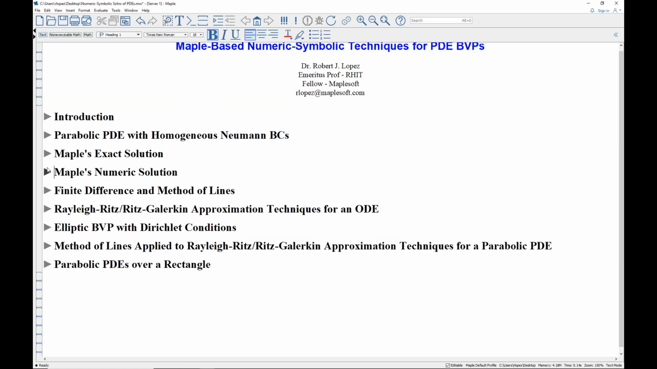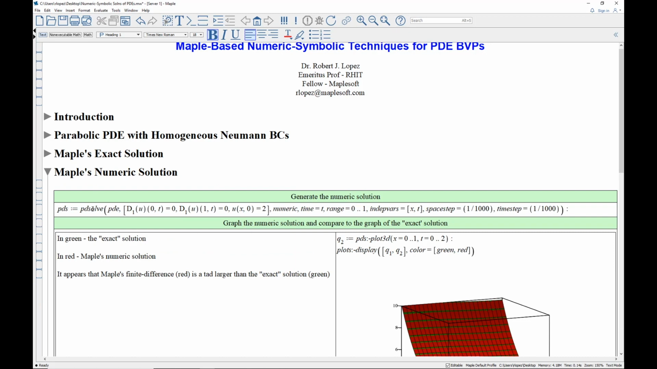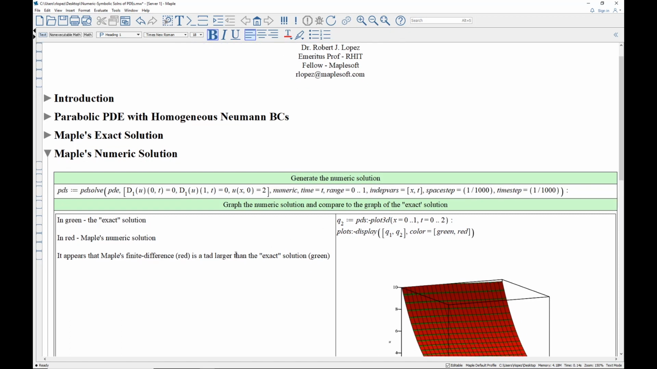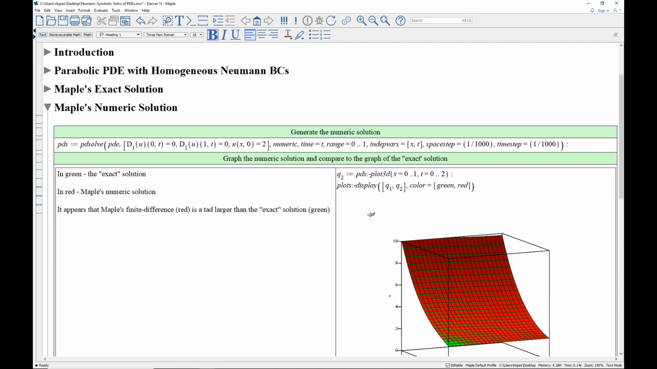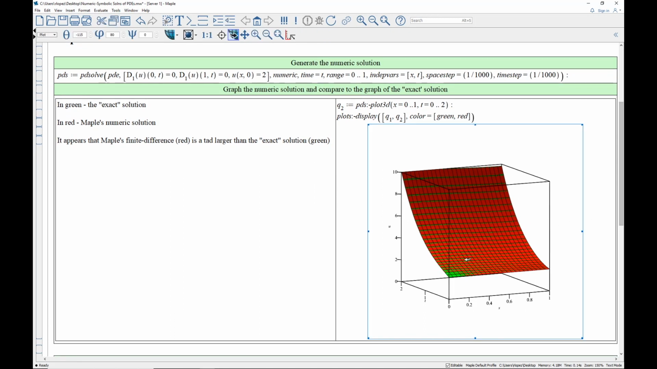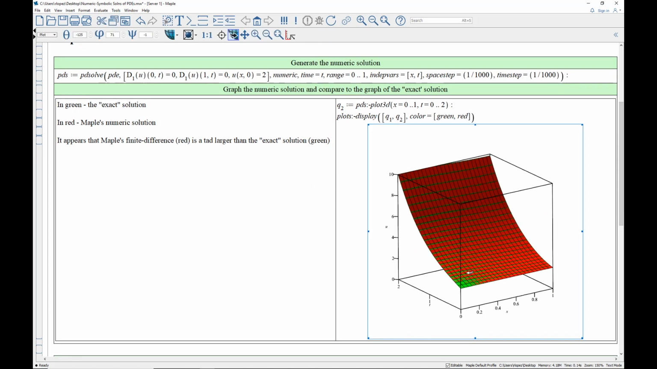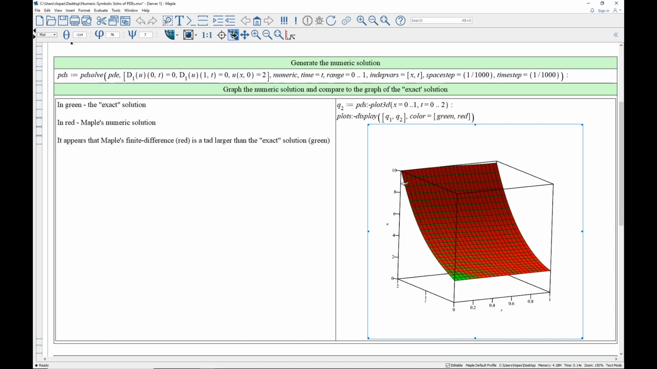Now let's get a numeric solution in Maple. So apply the pdsolve command to the differential equation, initial and boundary data, numeric. Some of these options are superfluous, but you can see here a prescription of the time step and the space step. Well, we now have two solutions to compare. One is the exact solution, one is this numeric solution. The exact solution is graphed in green. The numeric solution is graphed in red. You can see the red and the green are pretty close.